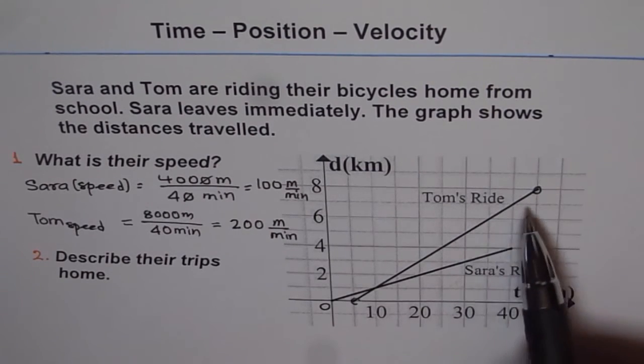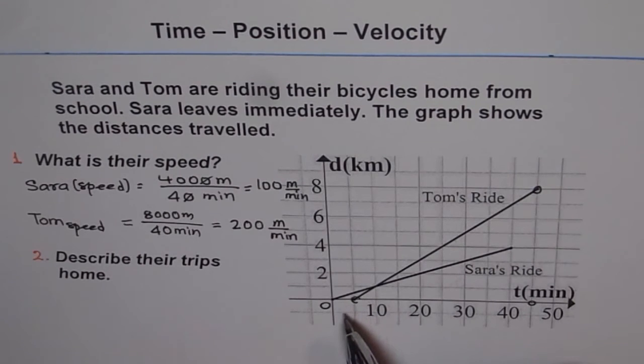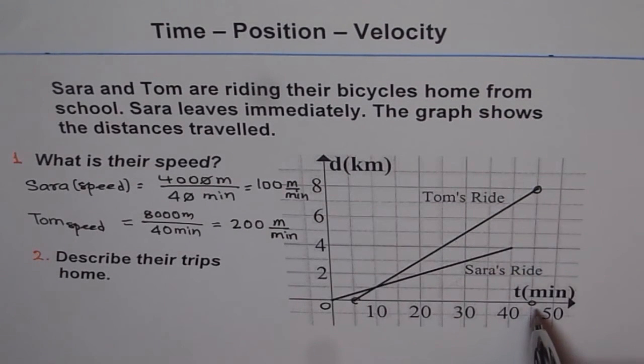Now to describe Tom's ride, we can say Tom started 5 minutes after Sarah, crossed her after another 5 minutes when they were 1 kilometer away from the school. And then Tom reached home in 40 minutes, covering a distance of 8 kilometers with an average speed of 200 meters per minute, right? So that is how we can describe Tom's ride.